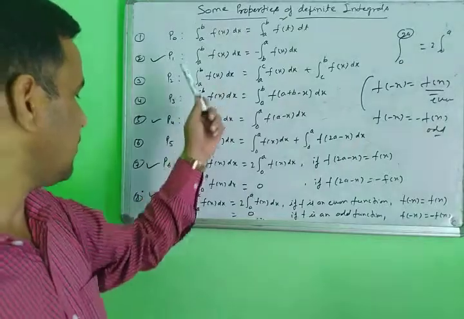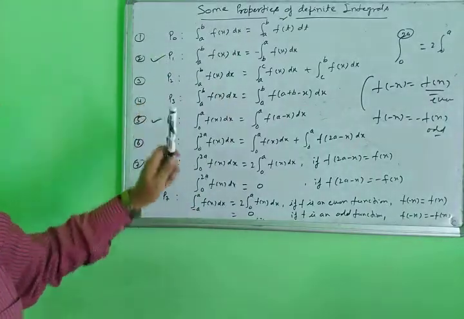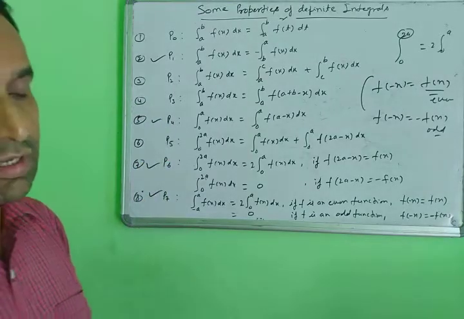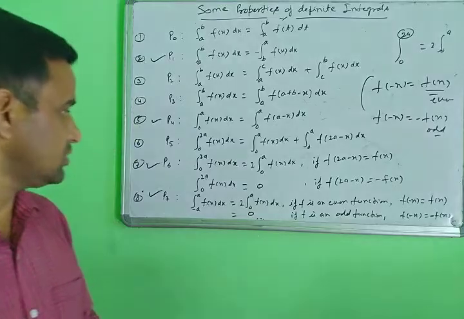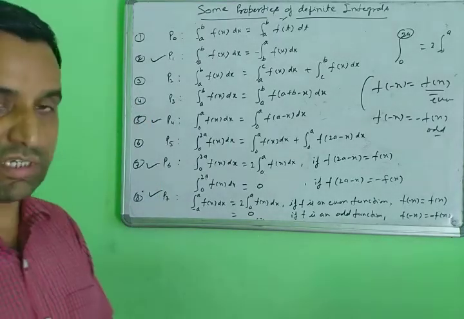So these 7 properties are very important. But property number 1, property number 4, 6 and 7 are the most useful properties. Mostly these properties are used in the questions. You should learn every property.